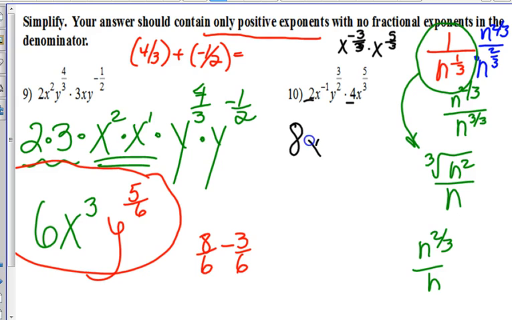2/3. Everybody okay? And then we just have a y to the 3/2. I mean, it doesn't say we have to do anything more. Can't we simplify the y with 3/2 if we wanted to?